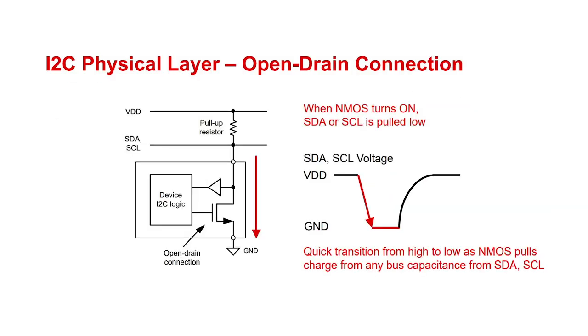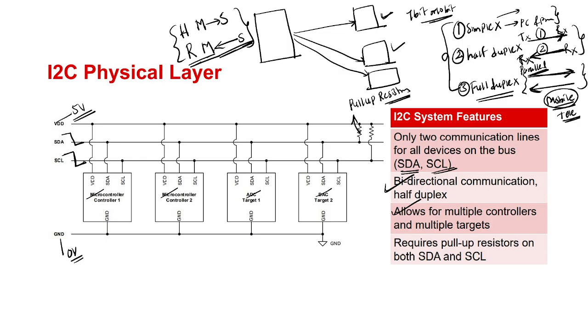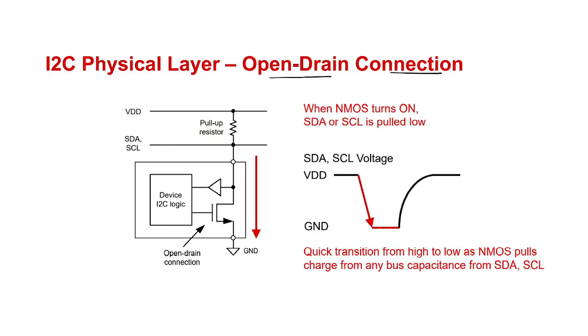In the I2C physical layer, there is an open drain connection. Open drain connection means VDD is there, a pull-up resistor is there, and there are two lines, SDA and SCL. These two lines are connected to my I2C device, either master or slave, through a fast transistor. So what is this transistor? Basically it is an NMOS transistor.